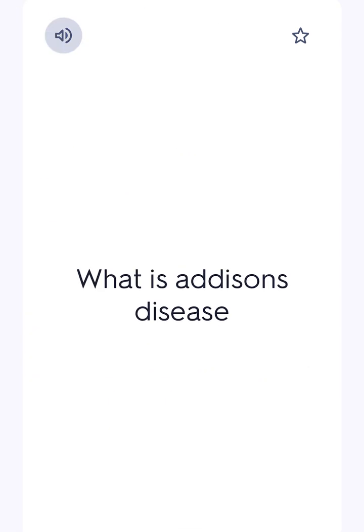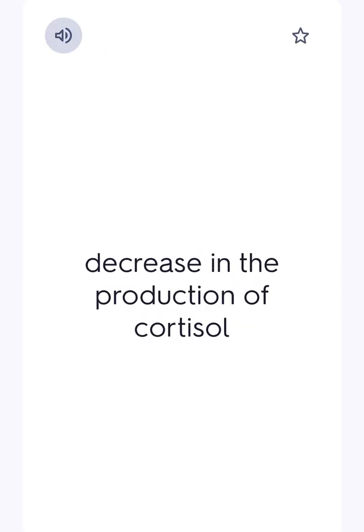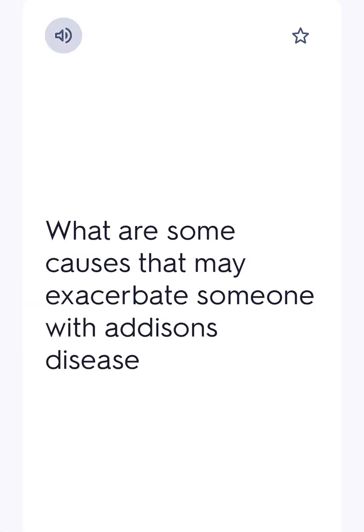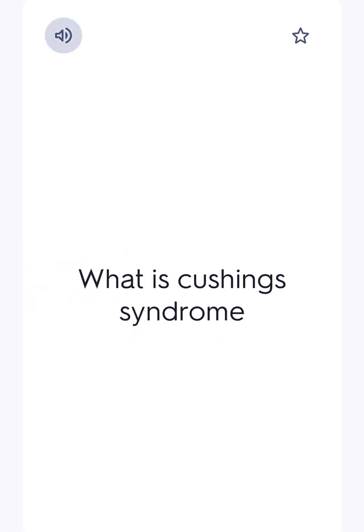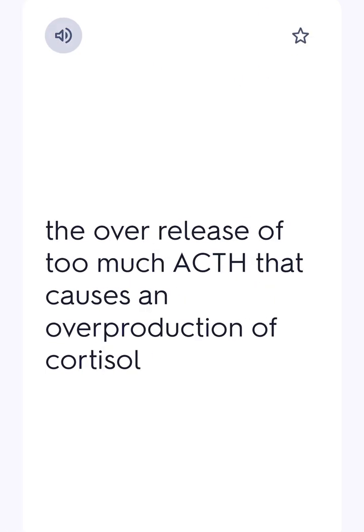What is Addison's disease? Decrease in the production of cortisol. What are some causes that may exacerbate someone with Addison's disease? Hypoglycemia, fever, hypotension, GI symptoms, trauma. What is Cushing's syndrome? The overrelease of too much ACTH that causes an overproduction of cortisol.